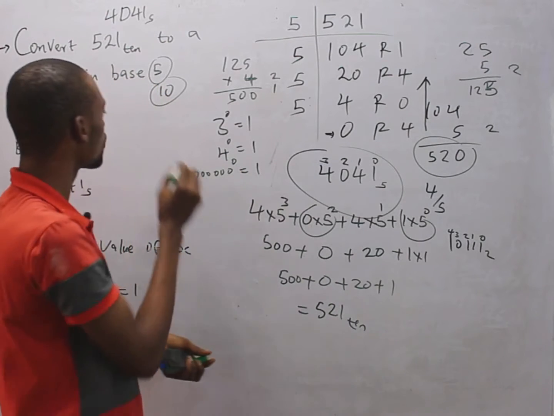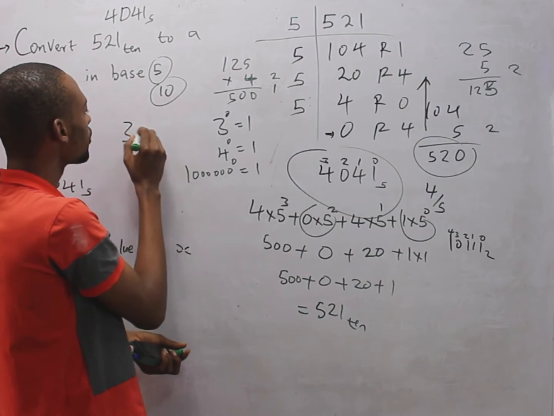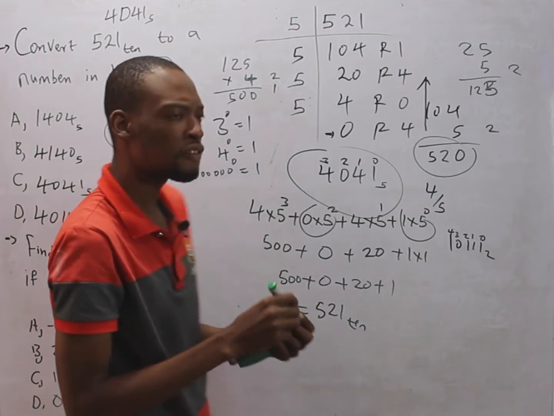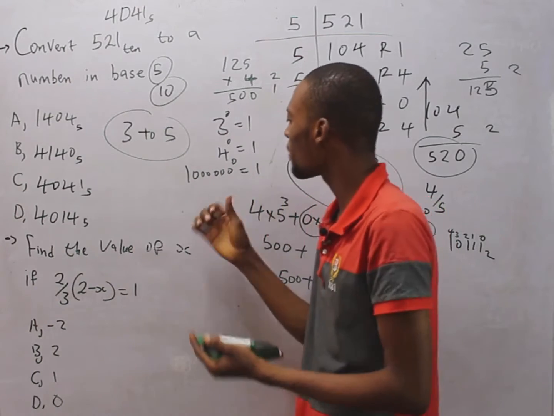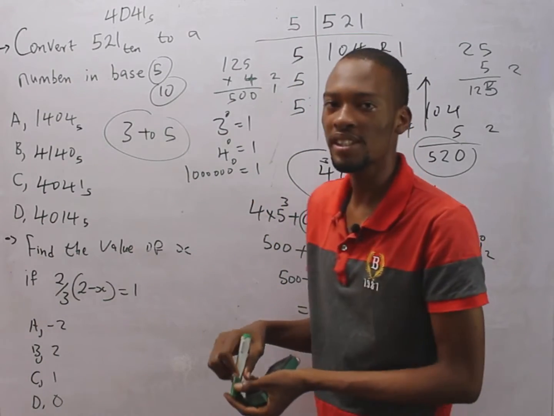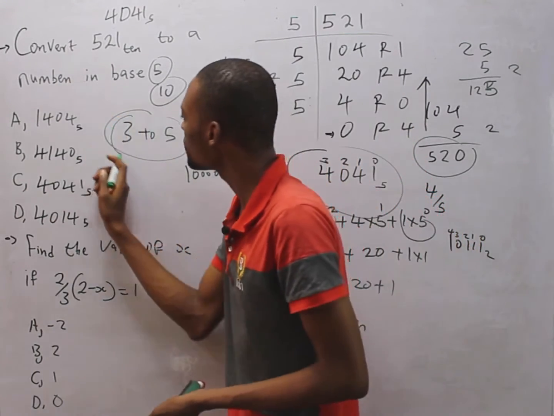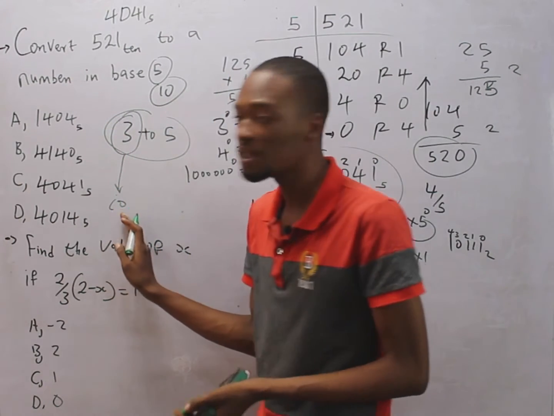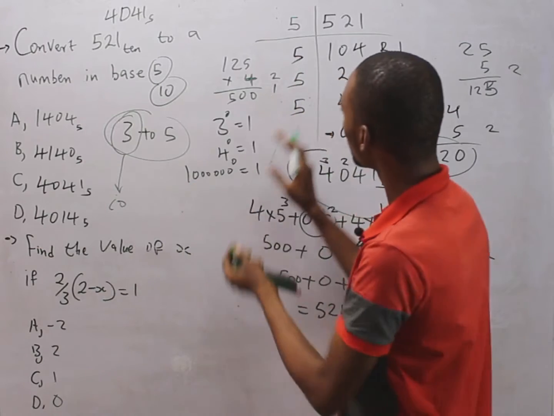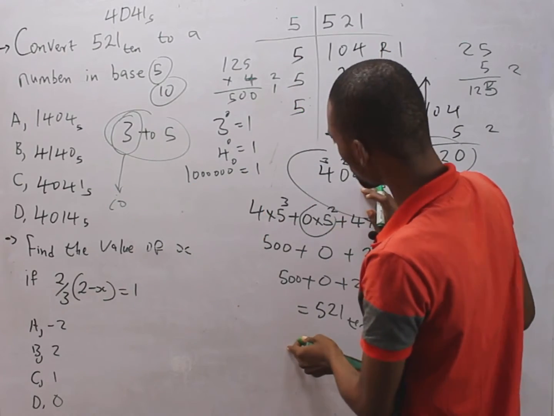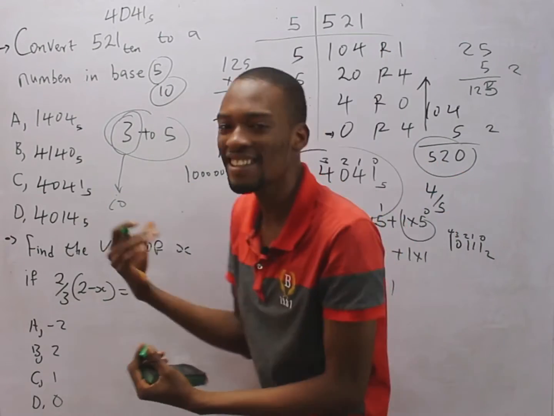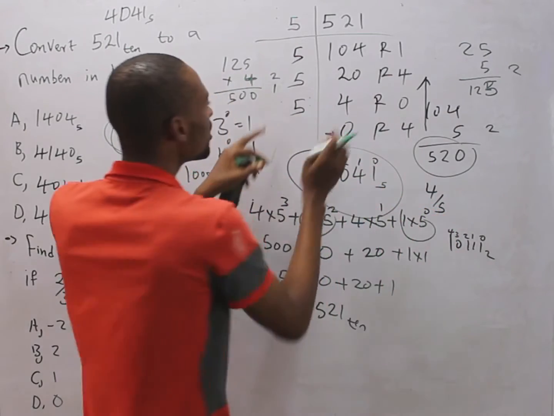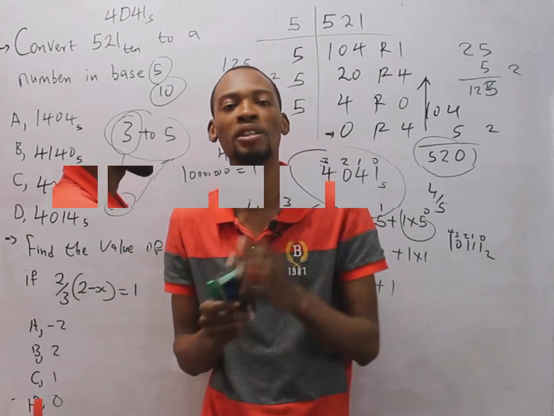What if you are converting from base 3 to base 5? To convert from a number in base 3 to a number in base 5, what you do is this. First of all, convert this base 3 to base 10. After converting the number in base 3 to base 10 by using this method, the answer you get in base 10, convert it to base 5 by using repeated division.